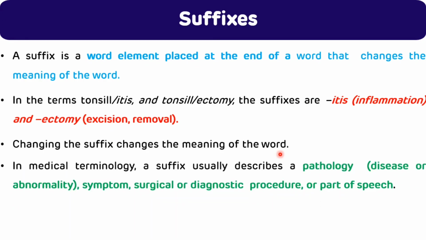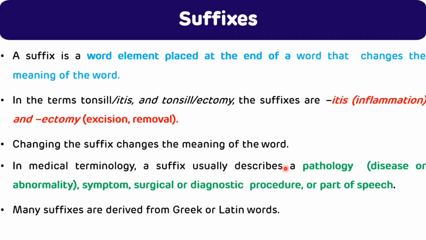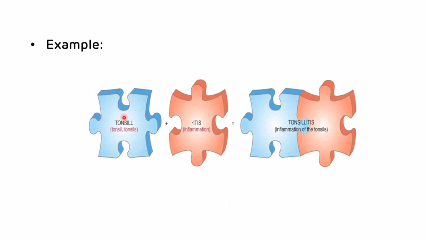In medical terminology, a suffix usually describes pathology, that is disease or abnormality, symptom, surgical or diagnostic procedures, or part of speech. Many suffixes are derived from Greek or Latin words. This one is the example: tonsil plus itis, that means inflammation. So the word created by adding the suffix itis is tonsillitis, that is inflammation of the tonsil.